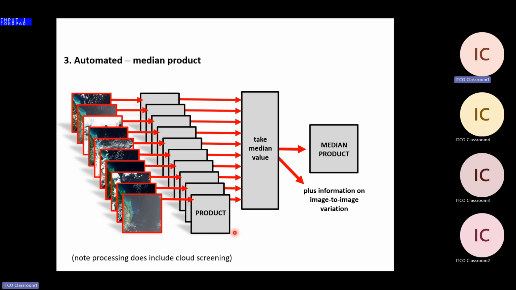Another alternative approach is to process every image to a product first and then take the median value to make your final product. So you process all the images through your processing chain for whatever it is you want to do, and then take the median at the end. Now, you wouldn't normally just throw every image in without thinking about it. You might screen some images that just look terrible. And you would also have a cloud screening step in your processing chain to try and throw away the worst data. But at the end of the day, what you've got is a whole series of products.